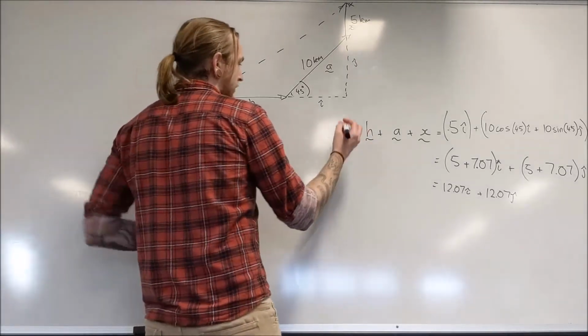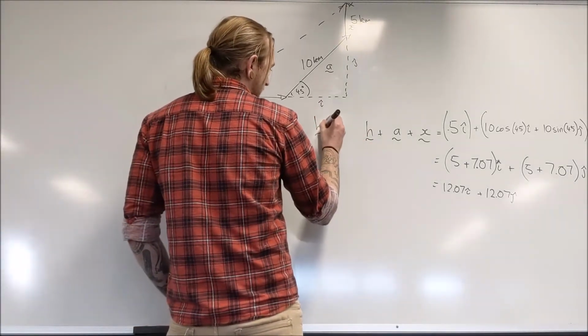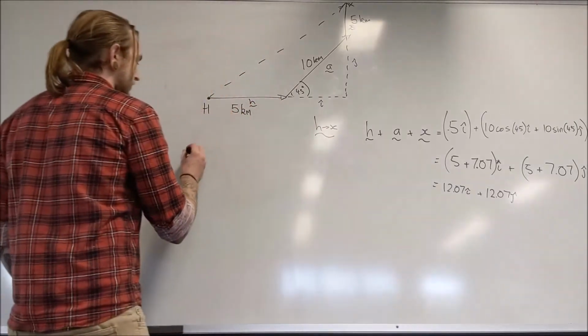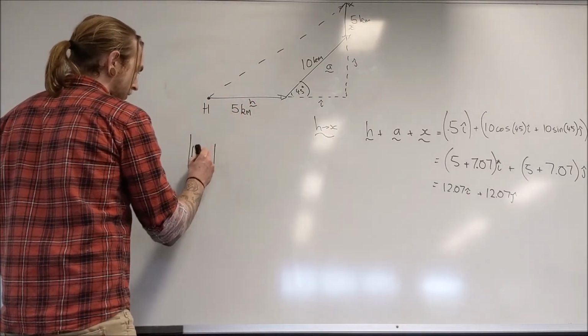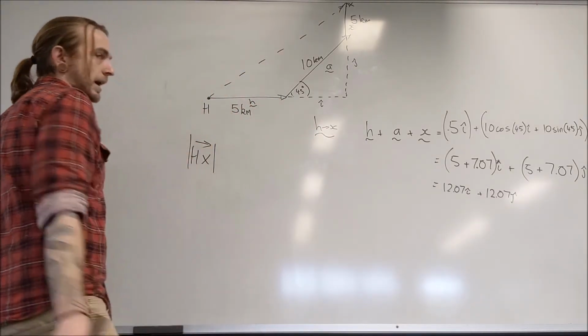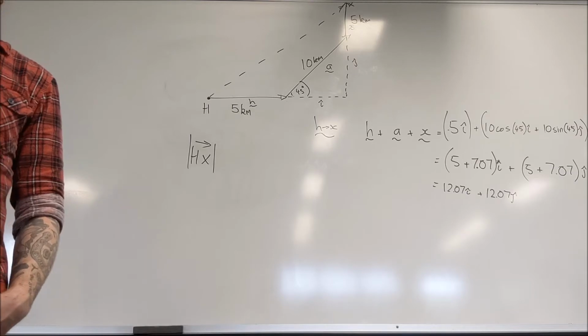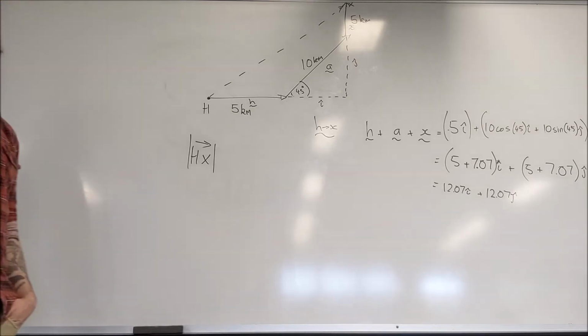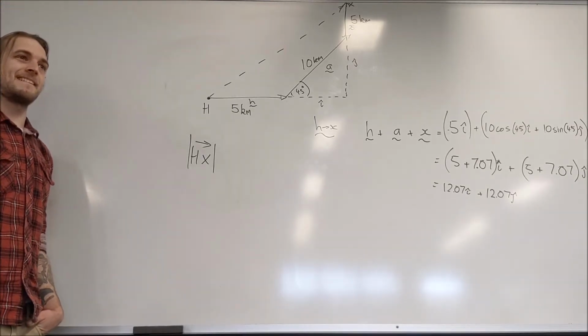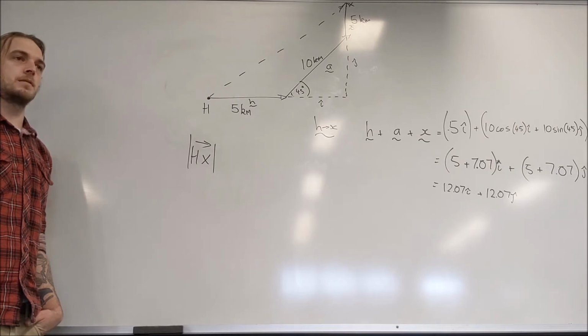Okay, so another way that we could have written this is the vector h to x. So now we are going to calculate the magnitude of h to x. How do we calculate the magnitude?